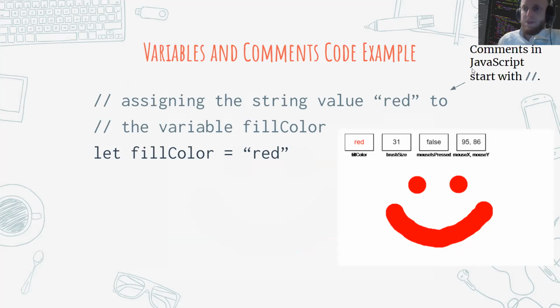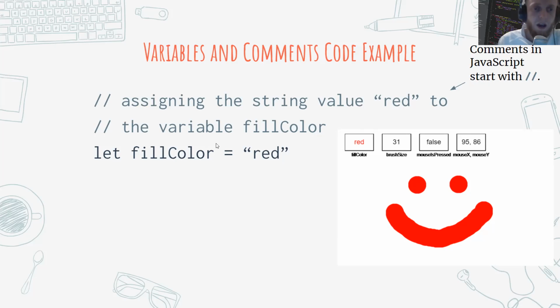Comments in JavaScript start with the double slash. So these first two lines here, assigning the string value red to the variable fill color, those are just comments for people to read, not for the program to read. And so this first line where we say let fillColor equals red, the equals sign in a programming language is the assignment operator. So we're assigning the value red to the variable name fillColor, just like you can see in the picture example here.